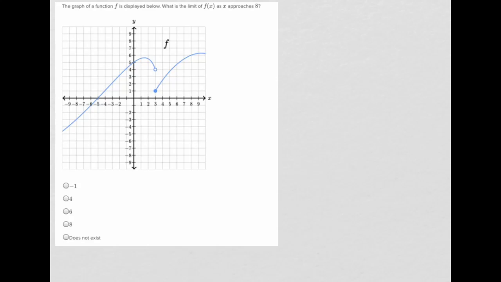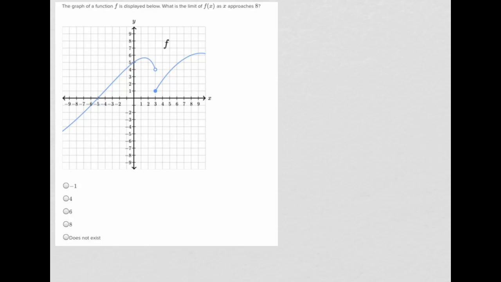Okay, let's talk about some limit examples. So, getting the limit from a graph. Remember that the idea of a limit is what a function is approaching, not exactly what the value actually is.